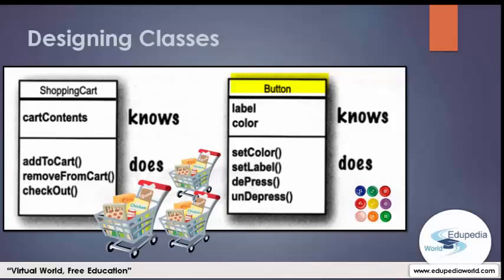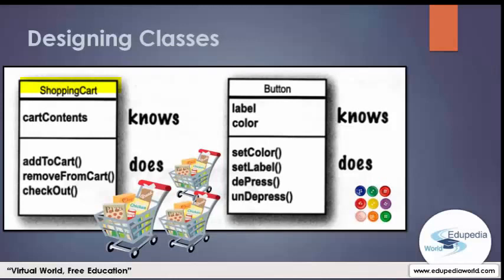Now think about the things each object knows and each object does. For example, in the button class, each button object knows about the label and the color. From button object to button object, the label value or the color value may be different, but all of them know about a label and a color. For the shopping cart class, each of the shopping cart objects may vary with the cart contents, but each and every shopping cart knows about its own content.